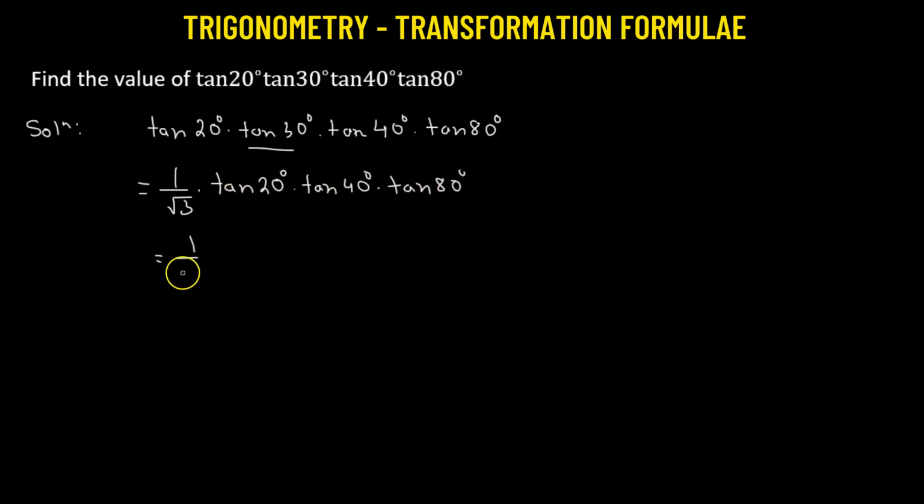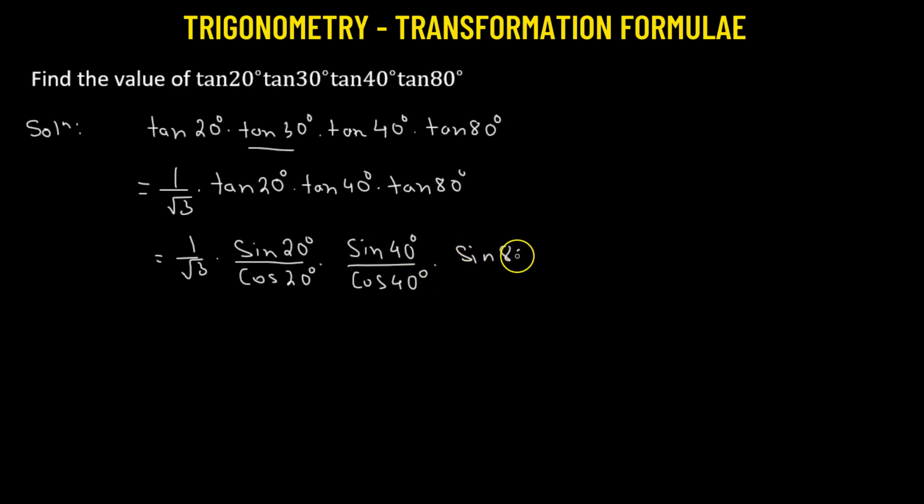We know that the tangent function is the ratio of the sine function to that of the cosine function. So tangent of 20 will be sine 20 degrees divided by cosine 20 degrees. Similarly, we can convert tangent 40 degrees. So this will become sine 40 degrees divided by cosine 40 degrees. And tangent of 80 degrees can also be expressed in terms of sine and cosine as sine 80 degrees divided by cosine 80 degrees. Fine.